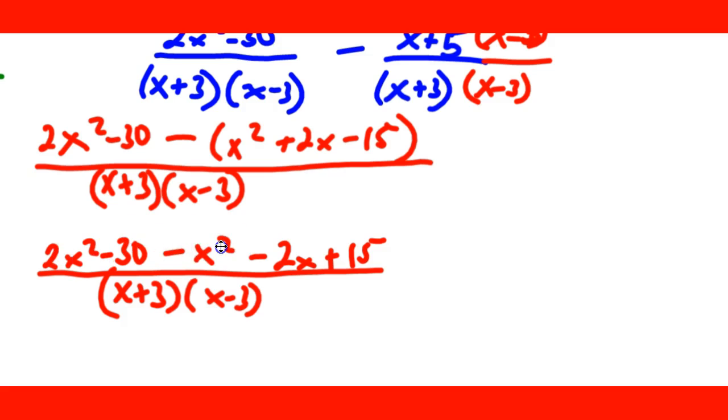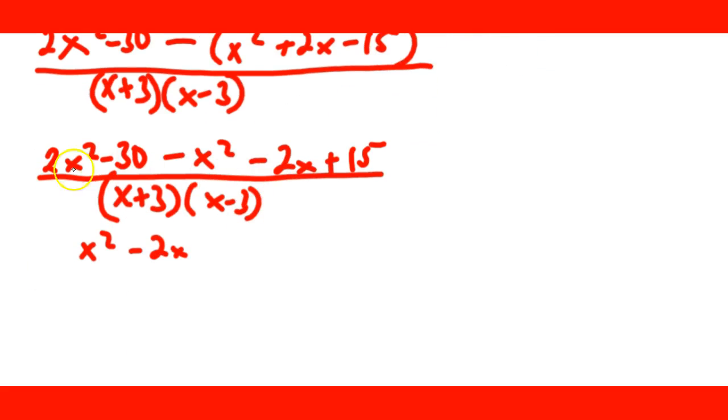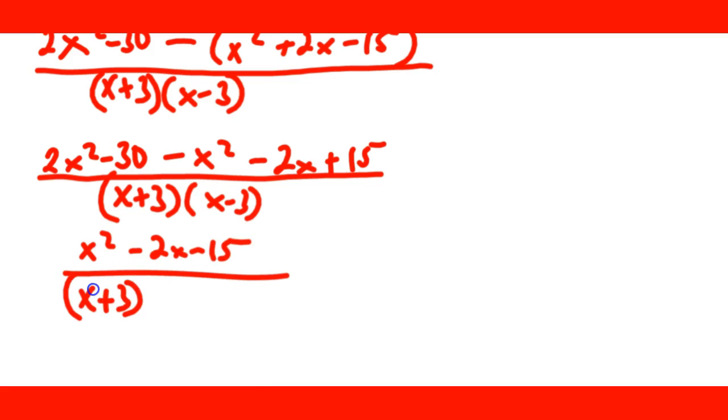I have 2x squared minus x squared. That's going to be x squared. Then I have negative 2x is the only term. And then you have negative 30 plus 15, which is negative 15, all over x plus 3, x minus 3.